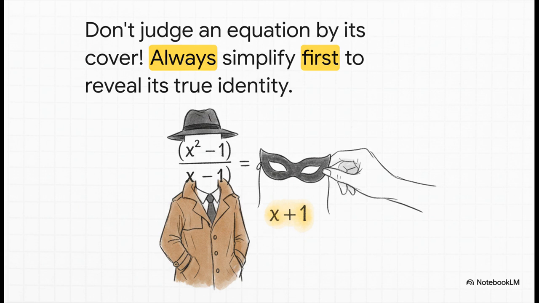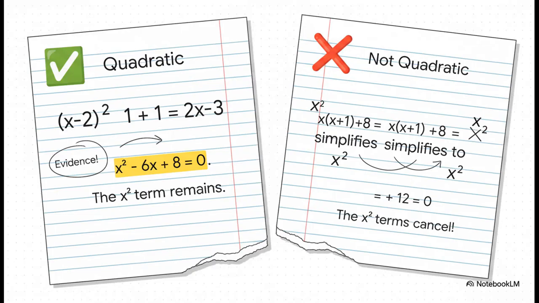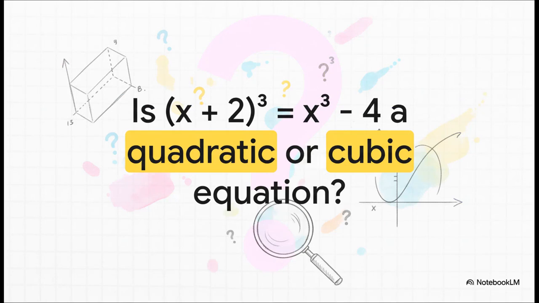Let me show you why this is so important. Let's look at these two side by side. The one on the left, once you expand it and move things around, simplifies perfectly into our standard quadratic form. You can see the x squared term right there. It's a true quadratic. But now, look at the one on the right. It starts out looking like it's definitely going to be quadratic. But watch what happens when you simplify. The x squared terms on both sides completely cancel each other out, and we're just left with a simple linear equation. It's an imposter.